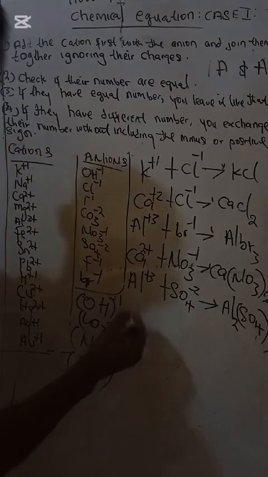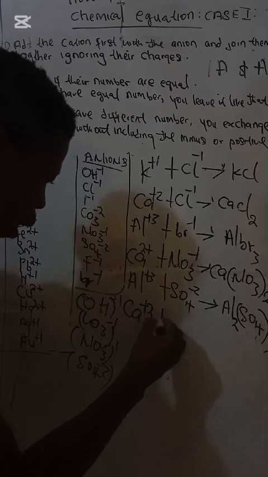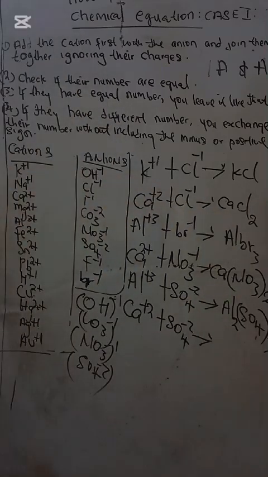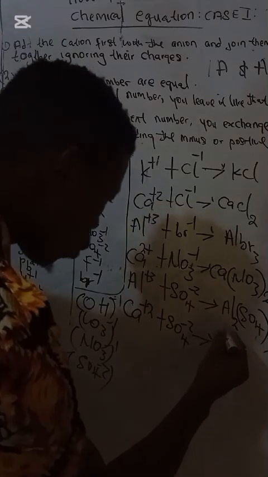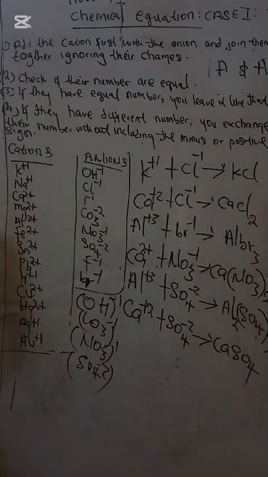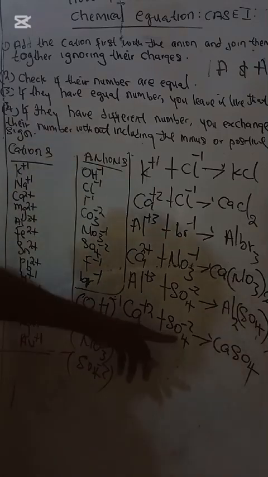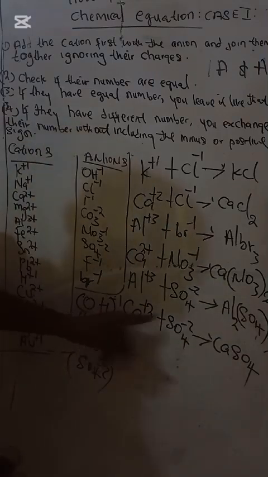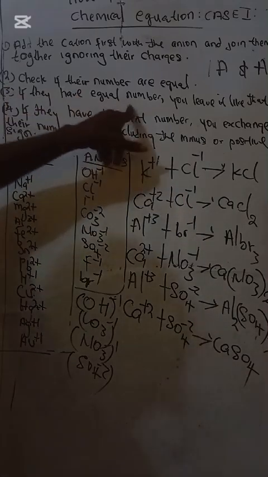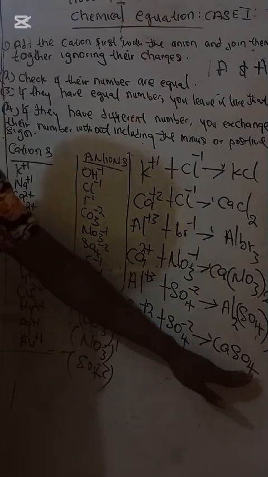Okay, let's do one final one. Let me say I have something like Ca plus 2 and SO4 minus 2. Following our rule, we join them together, so we are going to have CaSO4. Before we do anything, we check whether they have the same number. In this case they have the same number, 2 and 2. So we will now use our rule number 3: if they are equal, you leave it like that. Being that they have the same number, I will leave this like this.